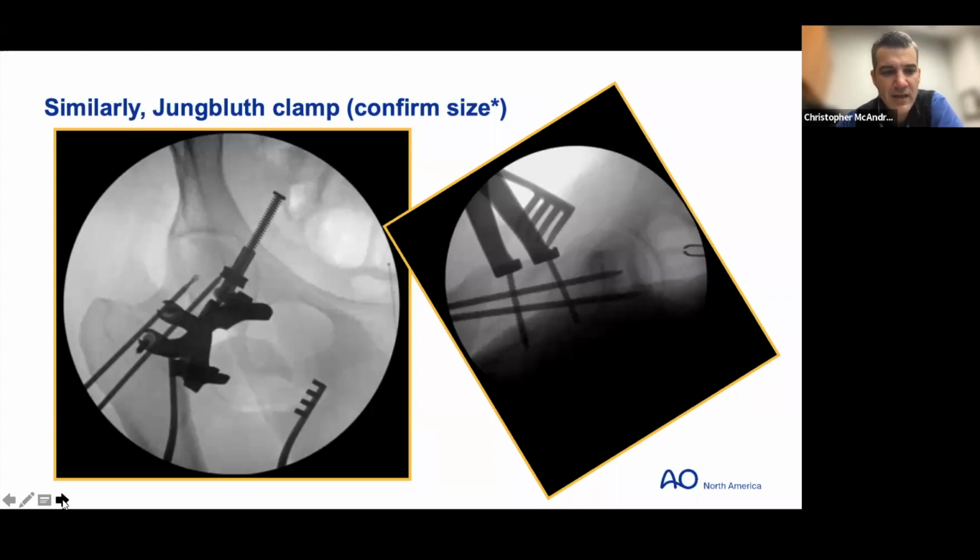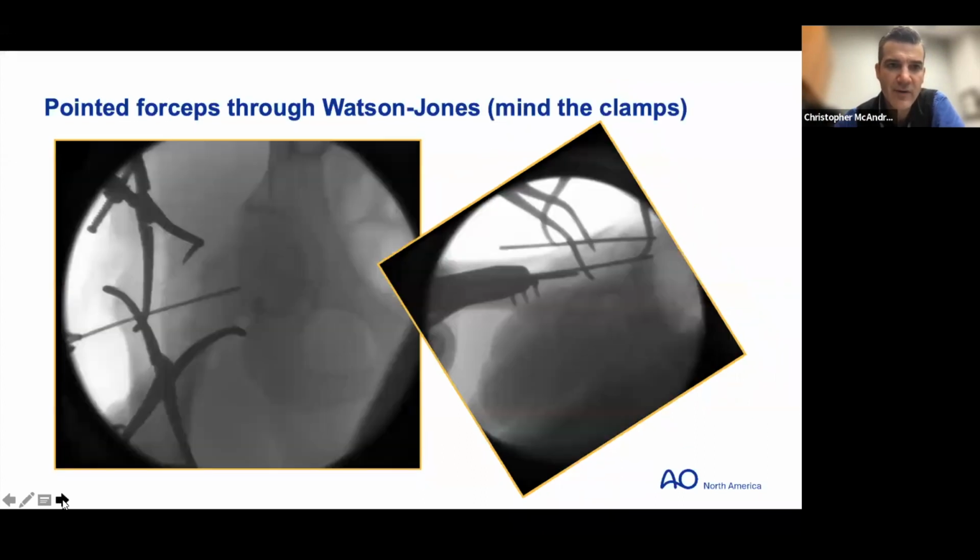Farabuff would be a useful one, but with a little bit less control, like we were talking about, being able to distract, rotate around, and even, admittedly, make up for a maybe not perfectly placed screw before you put it on. The Young Bluth has a little advantage over the Farabuff.